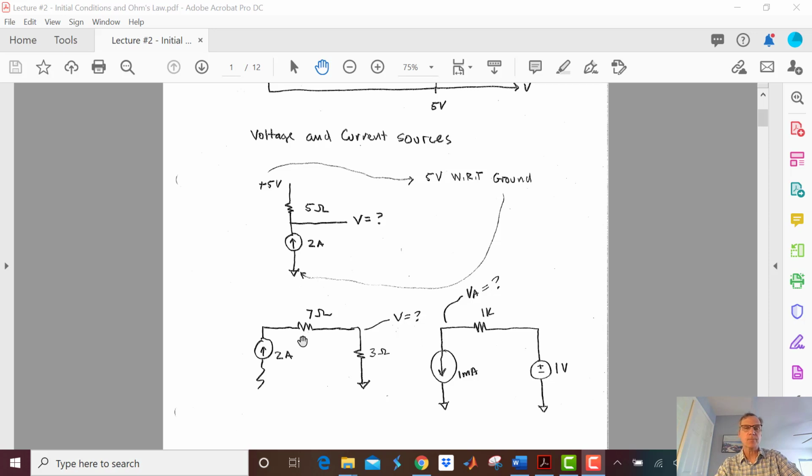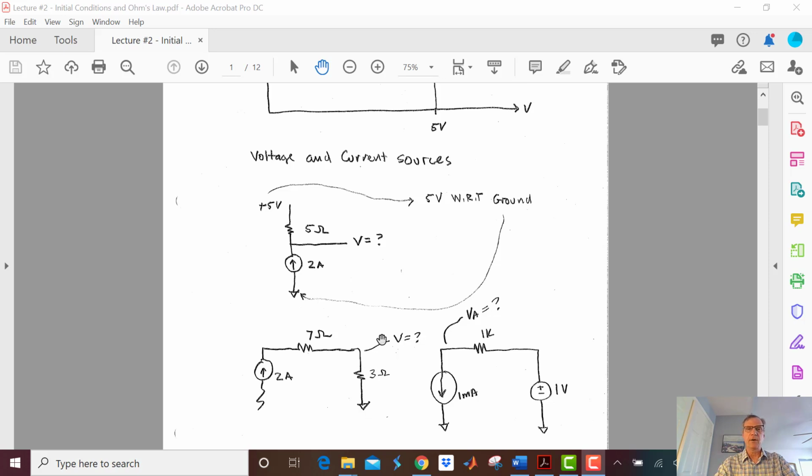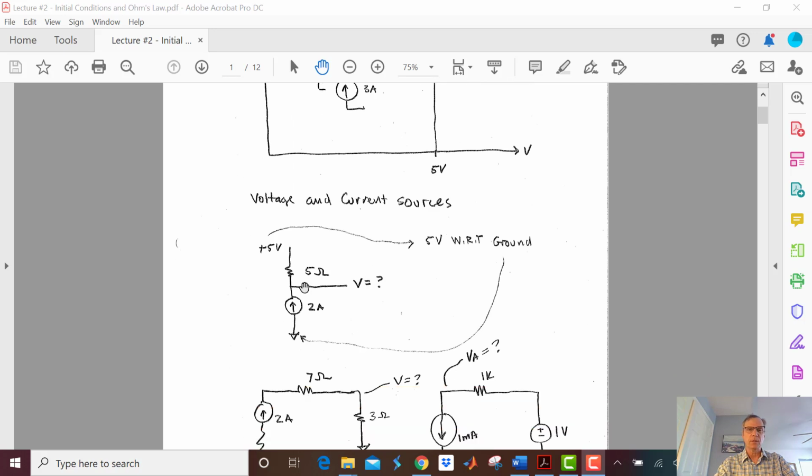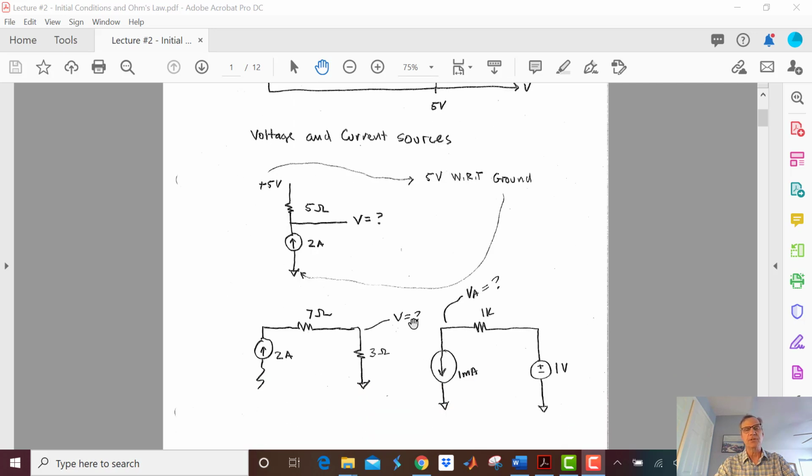Let's look at another problem. In this problem, I've got a ground symbol, I've got 3 ohms. Hey, look here, I didn't even draw the line coming off. I just labeled the point V, and that's the voltage I'm looking for. Let's see, we've got 7 ohms, we've got a current source, and then we've got something we've never seen before, which is at one end of the current source, I just drew a squiggle.